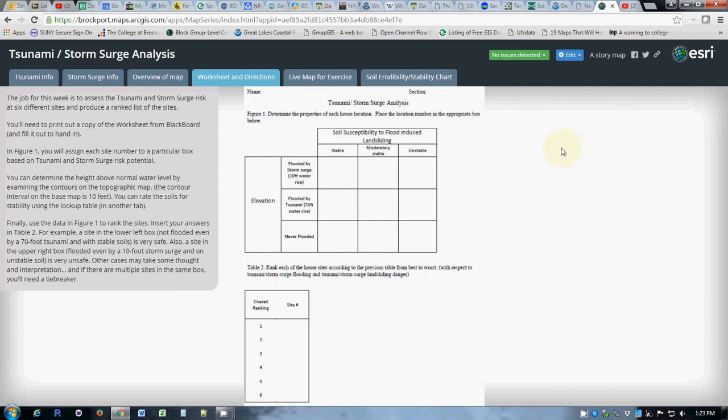The worksheet is again similar, and you'll be placing each of the 6 site designations in one of these boxes, depending on whether it's 10 feet or less above the normal water level. 10 feet is a possibility that there could be a storm surge. Were there to be an intense extratropical cyclone on Lake Ontario, it could generate a storm surge, and we'll just use 10 feet as an example possible water rise to assess these sites.